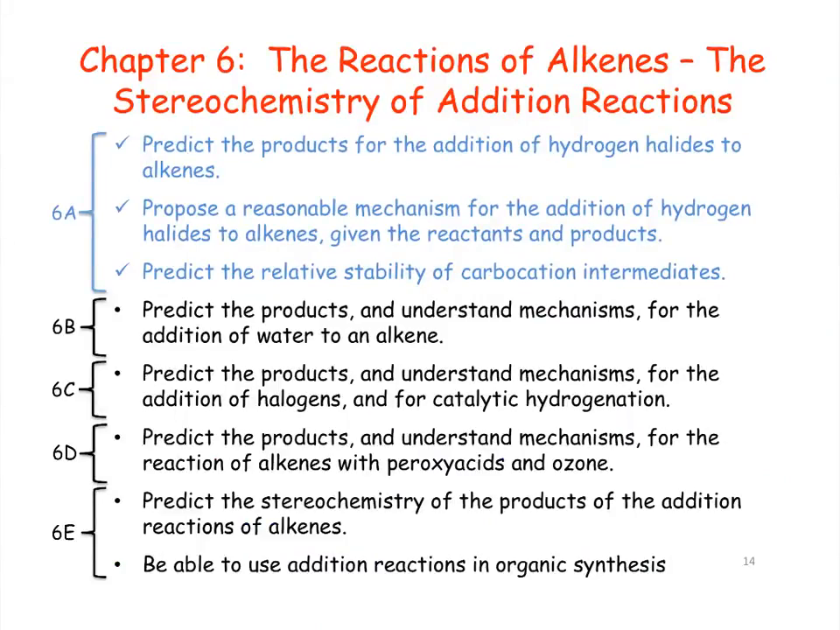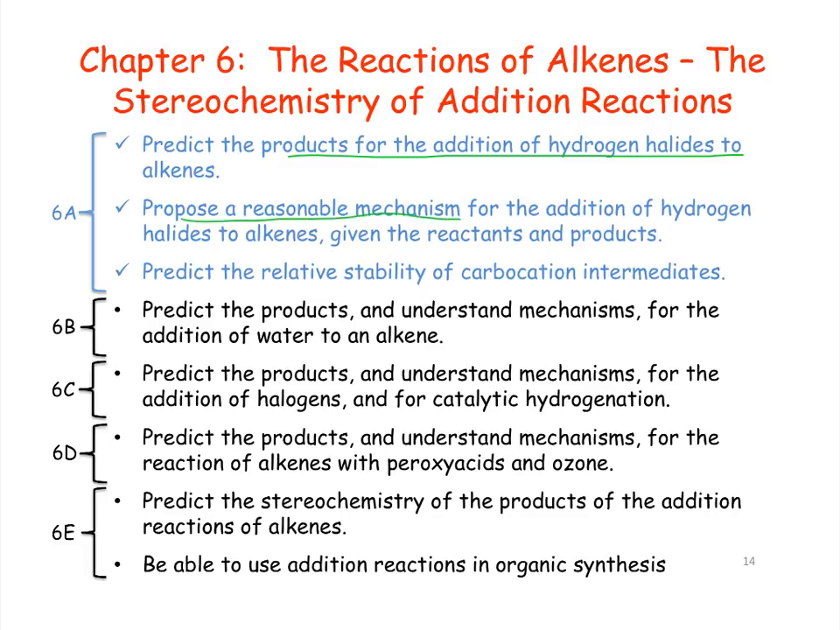All right. So this is the end of video 1. So what have we figured out here? Okay, we've looked at and we've learned how to predict the products when we add hydrogen halides to alkenes. Right? We know something about their carbocation intermediates. We know that the major products are going to be formed via the most stable, most substituted carbocations. All right? We can propose mechanisms for those.